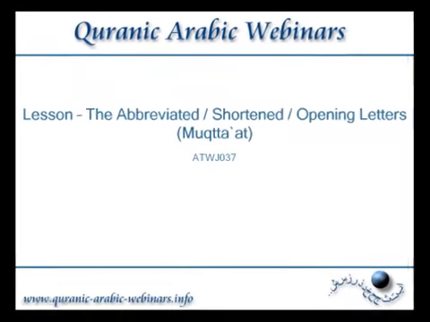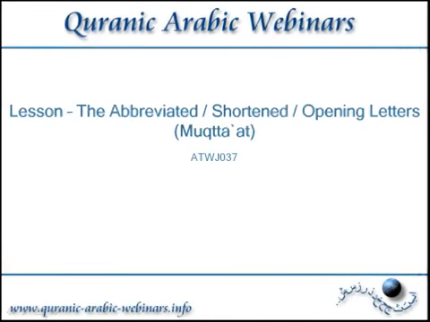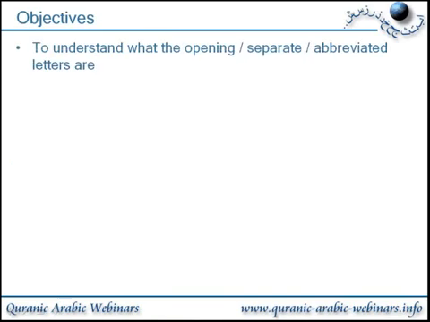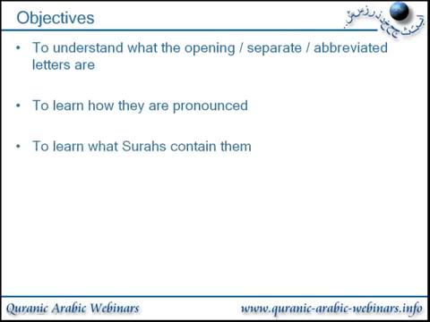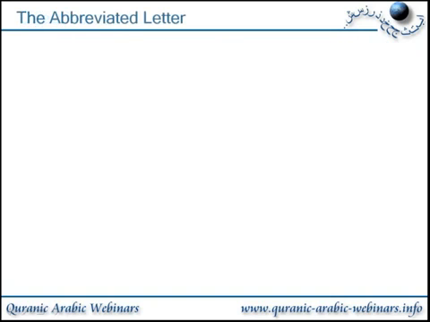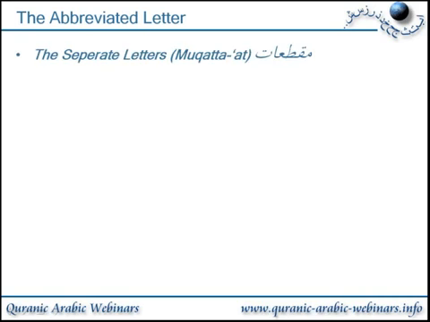This lesson is about what we call the abbreviated, or the shortened, or the opening letters. Objectives: to understand what the opening, separate or abbreviated letters are, so that's three different terminologies for the same thing. We're going to learn how they are pronounced, and we're going to look at which surahs in the Quran have these opening letters. So I'm going to call them the abbreviated letters. Some people call them the separated letters, and in Arabic they're known as the muqatta'at.